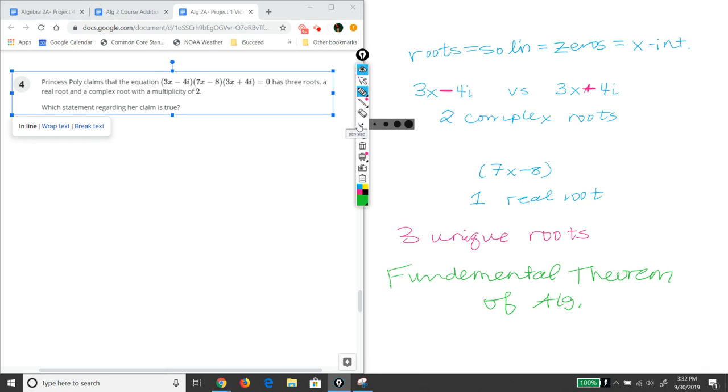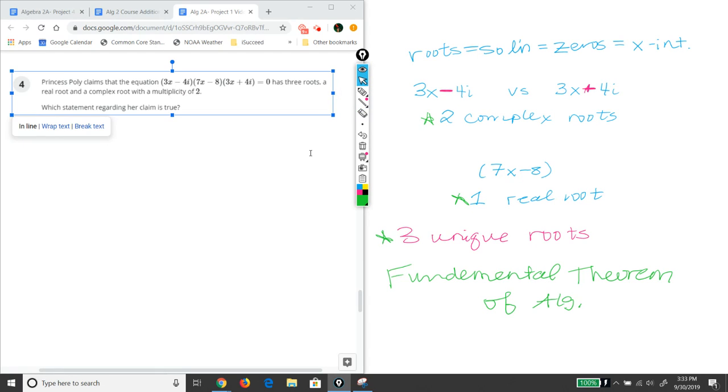The fundamental theorem of algebra says if you have three unique factors, you will have three unique roots. Well, actually, it says if the degree is n, you'll have n roots, but we can extrapolate from there. This would be a third degree polynomial if you distributed, or FOILed, all of those three binomials out. You would get a third degree polynomial, which does match up with our three unique roots, two complex, one real root. So she's just misunderstanding the fundamental theorem of algebra here in number 4.